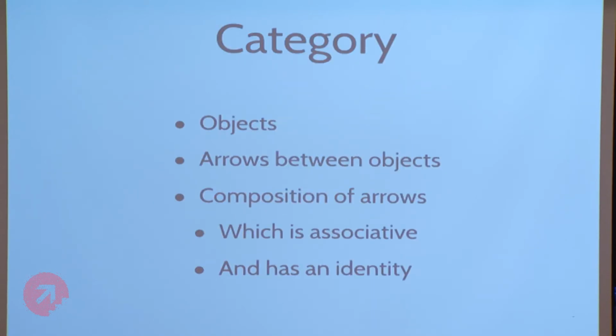So whenever we have this kind of compositional structure that is associative and has an identity, we have what's called a category. A category just consists of some objects. We have some arrows between the objects. We have composition on the arrows, which is associative and has an identity. And that's all of category theory. So if you didn't know category theory before today, or before yesterday, now you do.